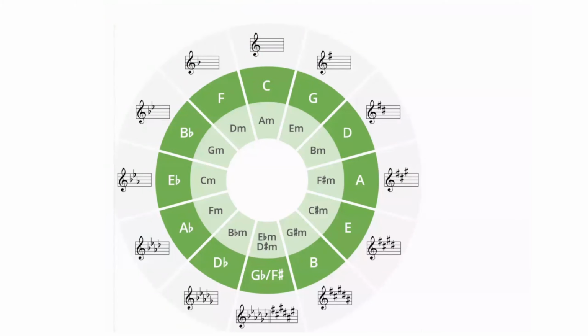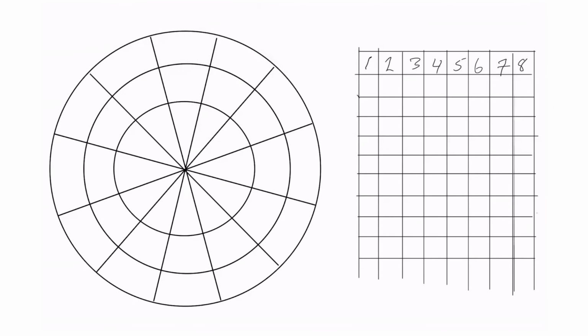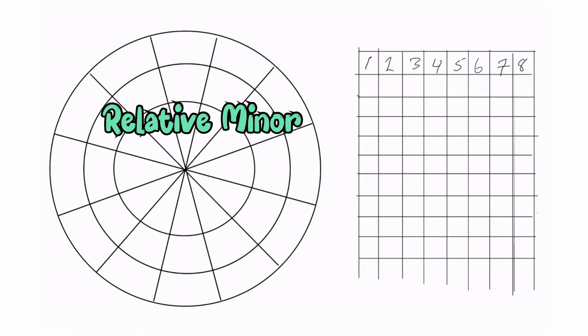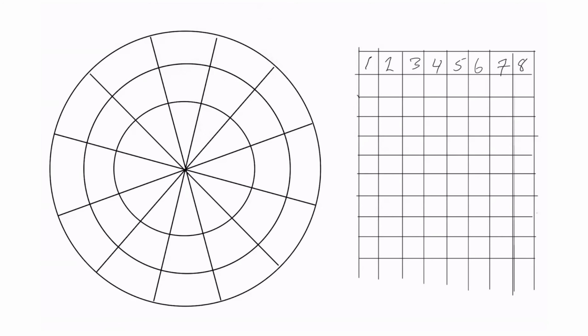Let's go ahead now and start building our own circle of fifths. Our starting point, we have a bunch of circles to start collecting our information in. At the top of the circle, we're going to start with C. That's our natural scale. It has no sharps and no flats.